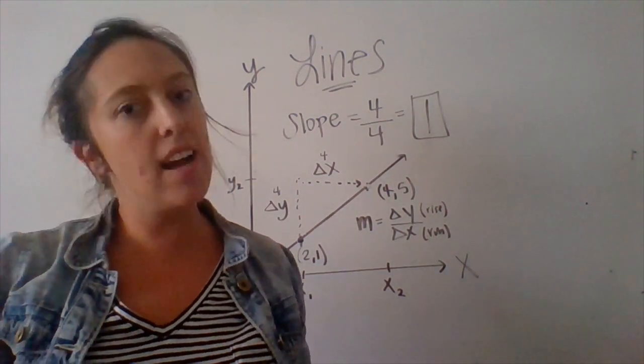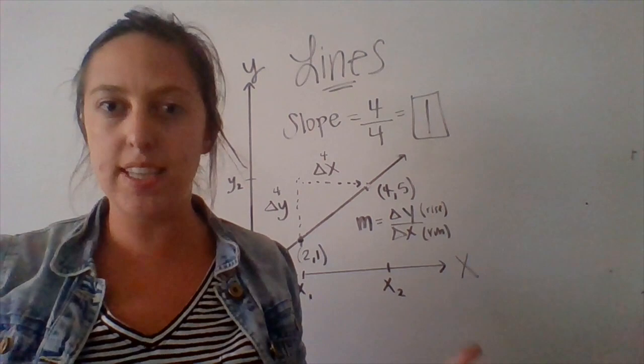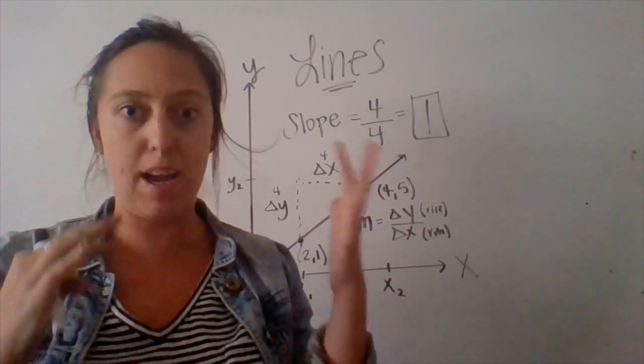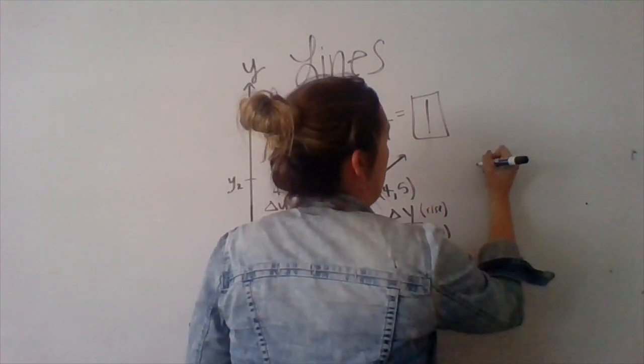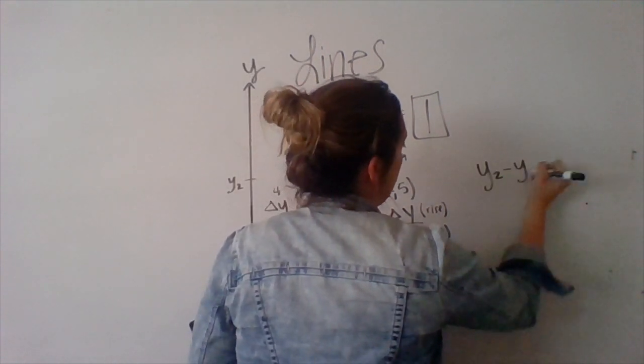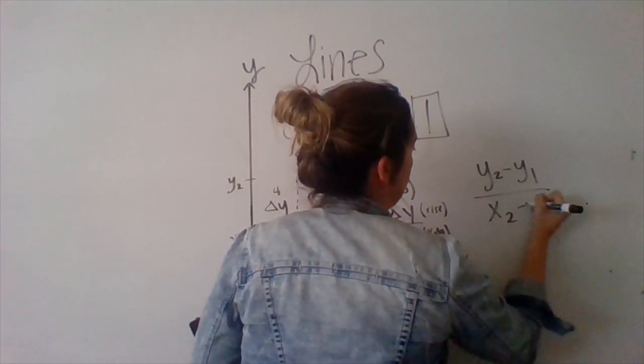Okay. If I did not have the graph, I could do the same process in my head, thinking about how much we're rising, how much we're running, or the formal formula is y2 minus y1 over x2 minus x1.